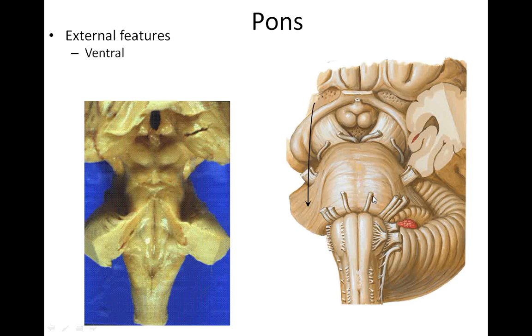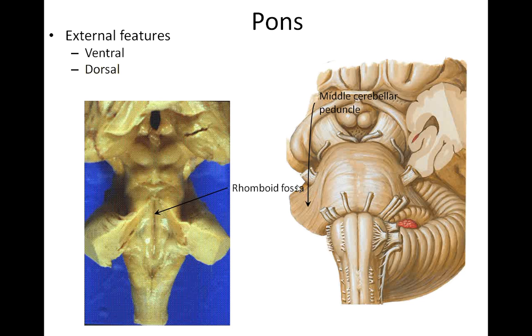It has a midline groove and two convexities either side of it. The convexities merge laterally with the front of the middle cerebellar peduncle. Turning our attention now to the dorsal surface. The dorsal surface forms part of the floor of the fourth ventricle. The floor of the fourth ventricle is known as the rhomboid fossa.